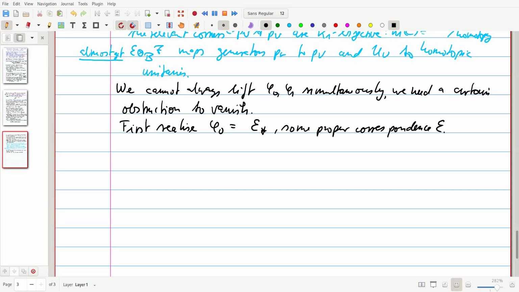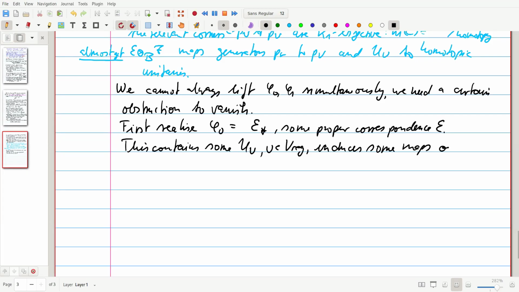So this comes with certain unitaries UV and so on, and this induces, or this contains some UVs. And it induces some map on K1 that may well be different from the map phi 1 that we are given, we want to realize.